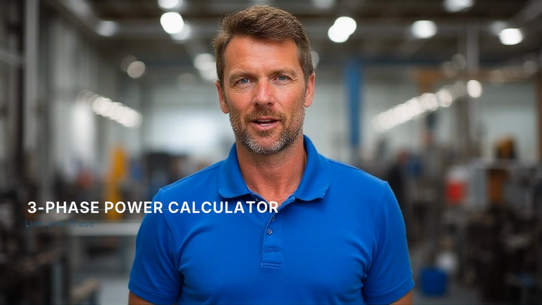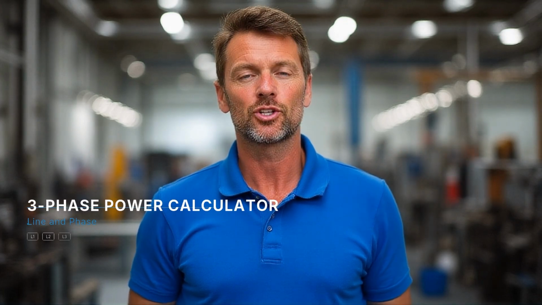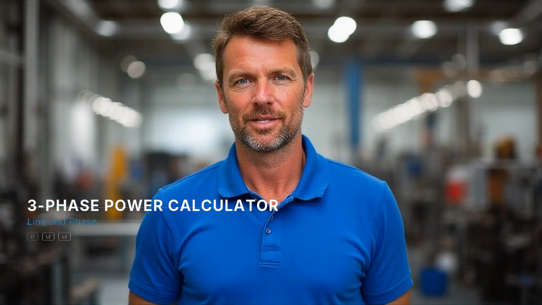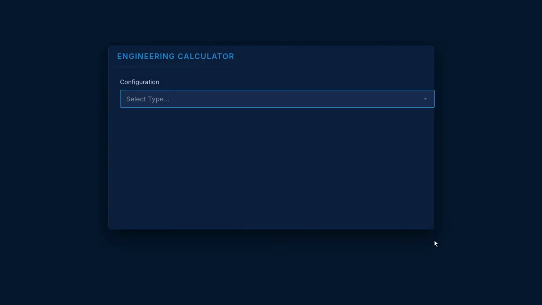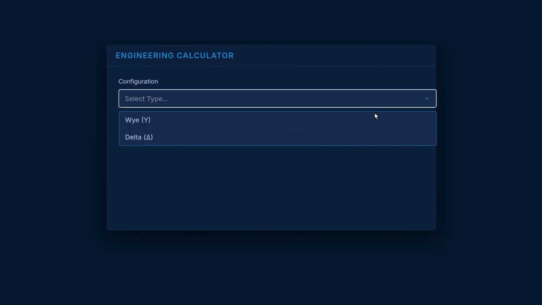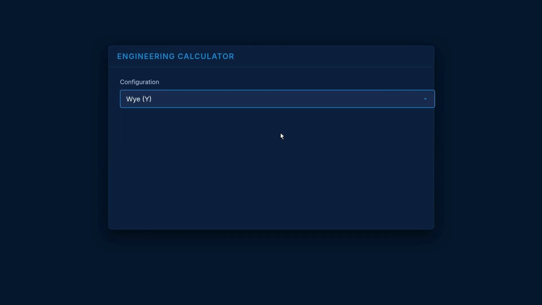The three-phase power calculator, line and phase, quickly determines power values and phase relationships for three-phase electrical systems. Let's explore the inputs. First, we have a configuration dropdown where you can select either Y or delta. For this demonstration, I'm using Y.